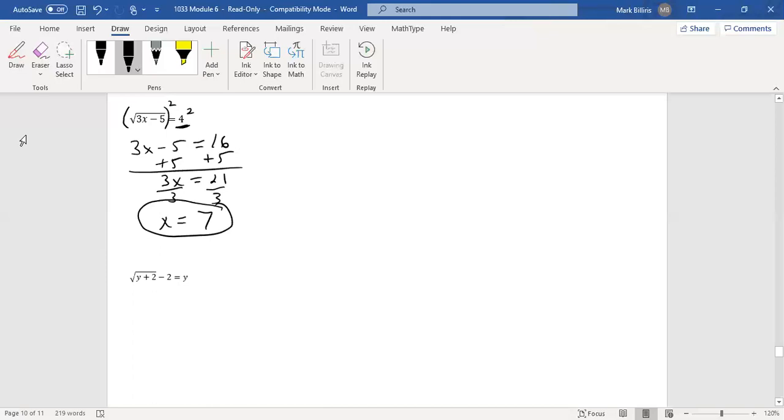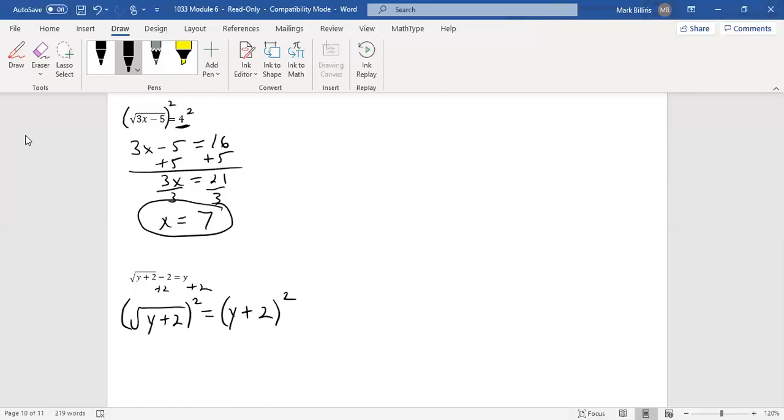Okay, so in this case, I'm going to go ahead and isolate. I'm going to add 2 to both sides to begin with. This leaves me the square root of y plus 2 equals y plus 2. In order to eliminate the radical sign, I'm squaring it. What I do to one side, I do to the other. Notice I'm squaring the quantity. I'm not squaring y by itself or 2 by itself. I'm squaring y plus 2.